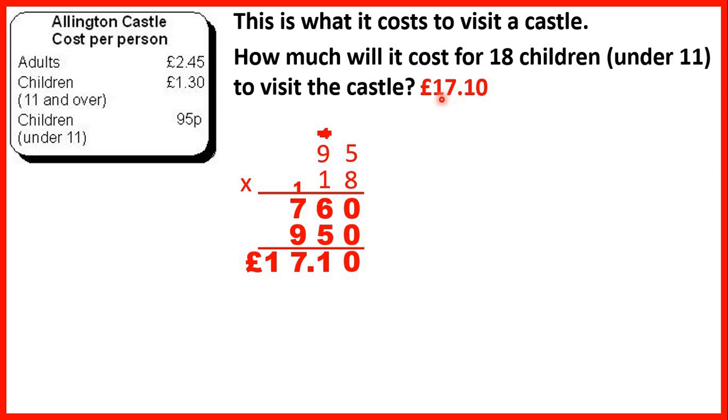The other way to work this out would be to think 95 pence is only 5 pence less than £1. And if it cost £1 for children to visit, that would be £18. But it's 5 pence less per child, and 5 pence times 18 is 90 pence. So the answer is 90 pence less than £18.